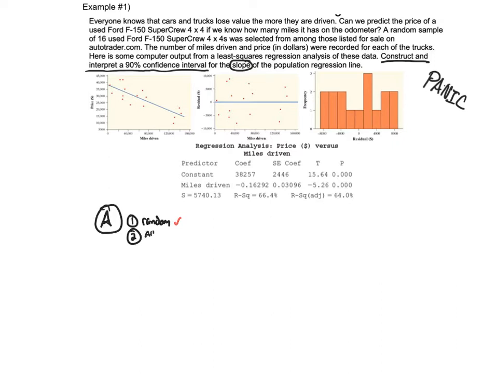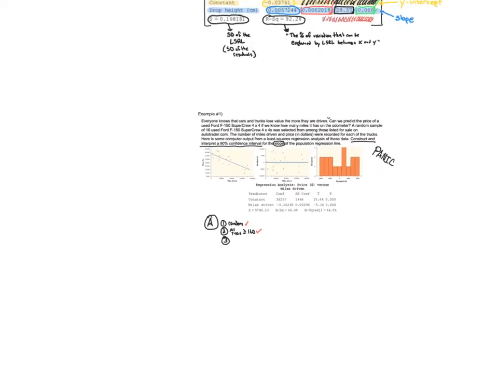Number 2, 10% rule, right? So we'd say all F-150 Super Cabs and so on. Is there more than 160 of those for me to choose from? Probably. I would guess so on autotrader.com. Number 3, okay, now we're getting into the specifics.